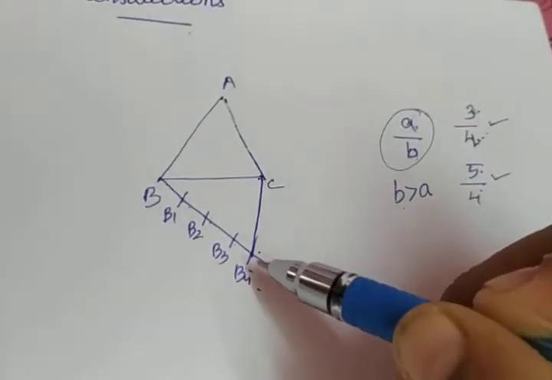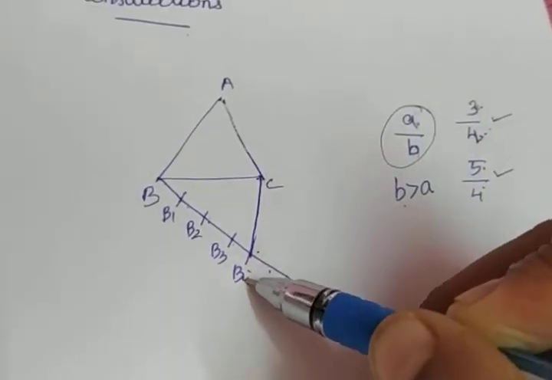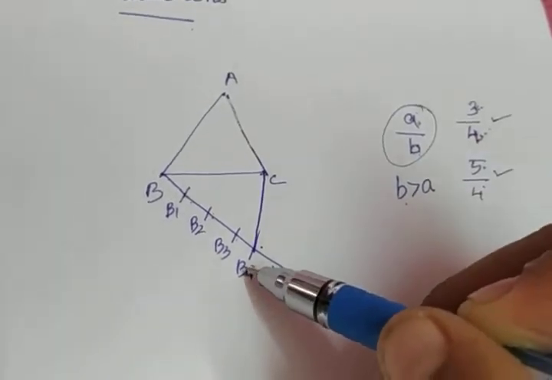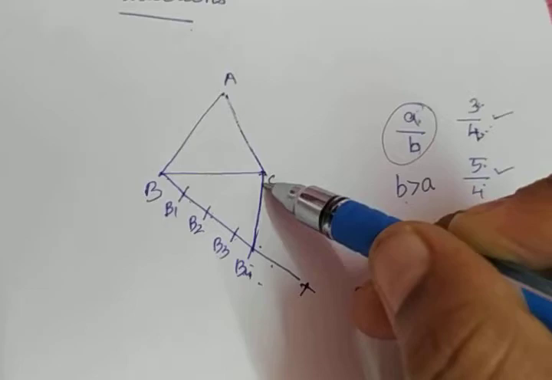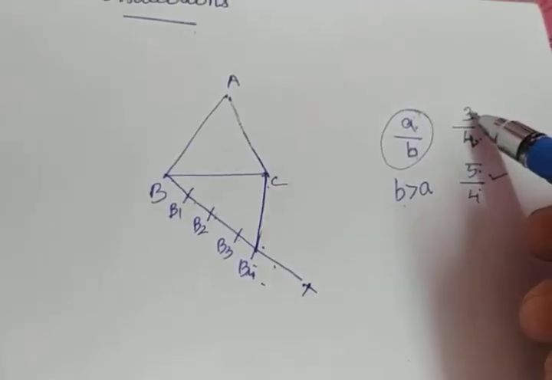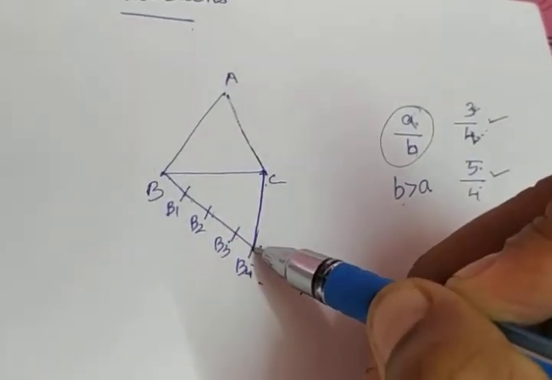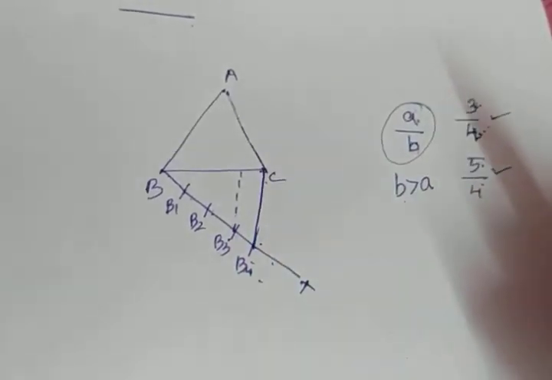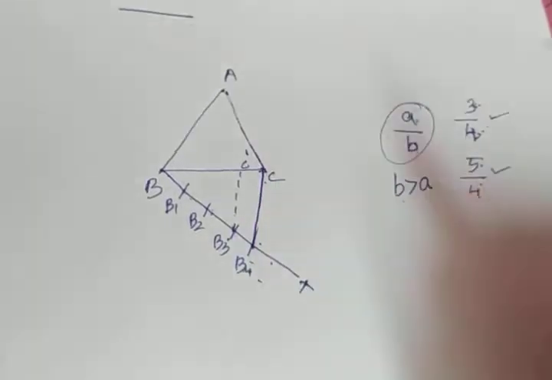Okay, join the point. How will we consider the point? Take the denominator. 4 is the denominator. So take the fourth point and join it with C. Then take the numerator 3. Through the third point, draw a line parallel to B4C. The construction I am not doing; I hope you know the construction. And mark it as C dash.